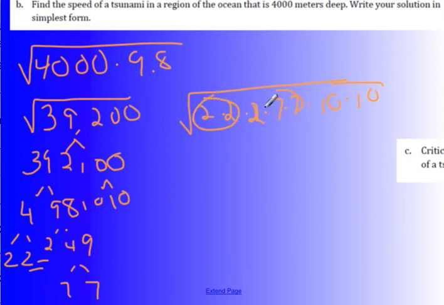So we have 1, 2, 3. So we have 3 pairs we can take out. On the outside, 2 times 7 times 10, and then left underneath the radical is 2. So then I'm going to have 140 square root of 2, and then my label is going to be meters per second.